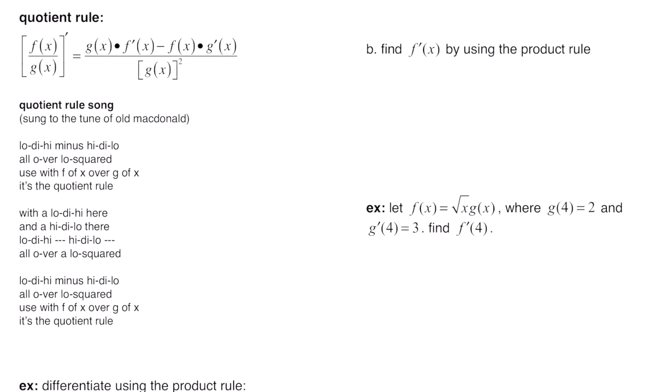Low d high minus high d low all over low squared. Use with f of x over g of x. It's the quotient rule. It keeps going.